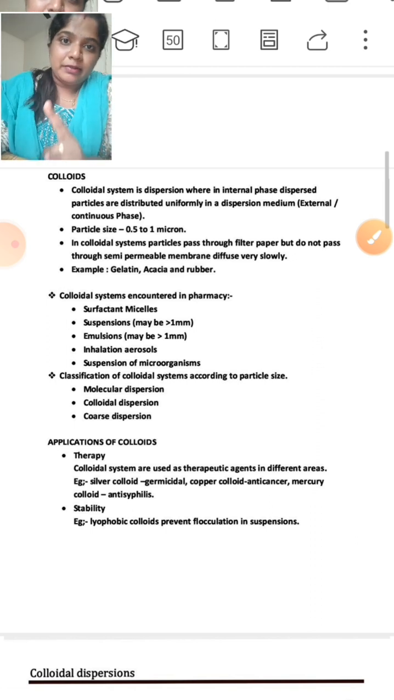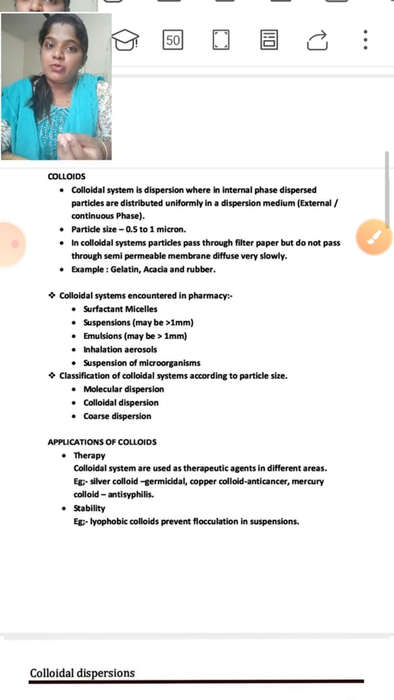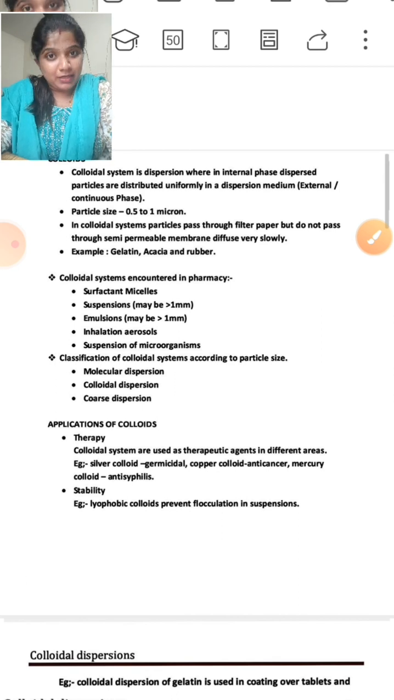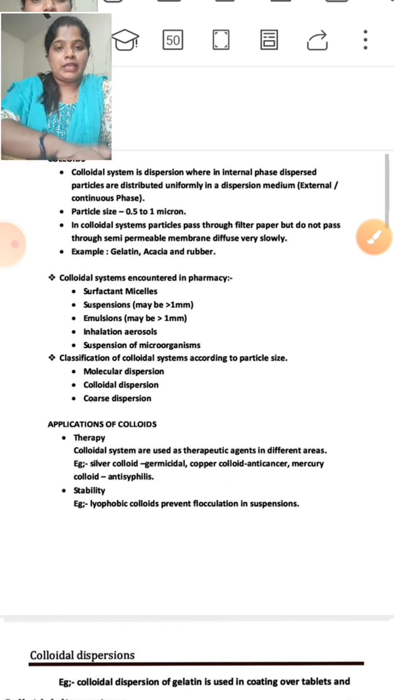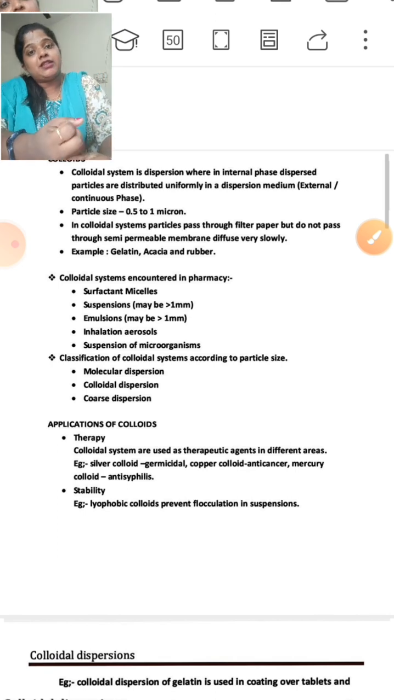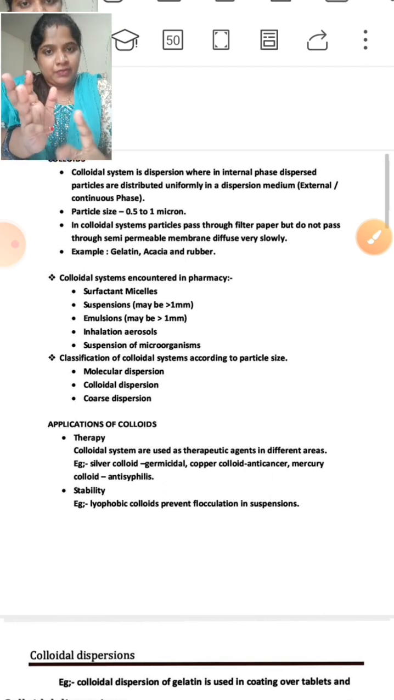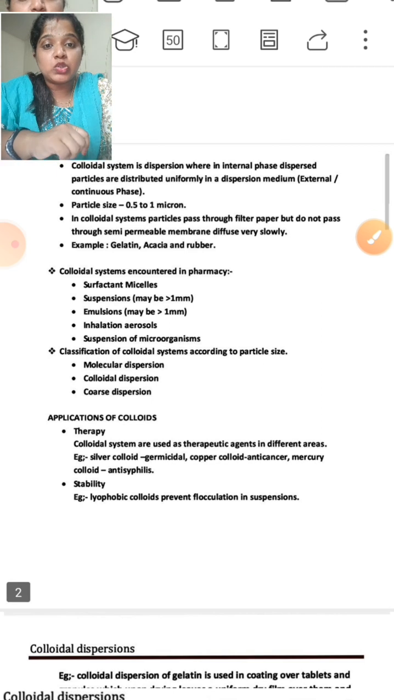So the dispersed phase is known as the dispersed phase, and where it got distributed is known as the continuous phase. Now we can see the applications of colloids in pharmacy. One is surfactant micelles, then suspensions, emulsions, inhalation aerosols, and suspension of microorganisms.